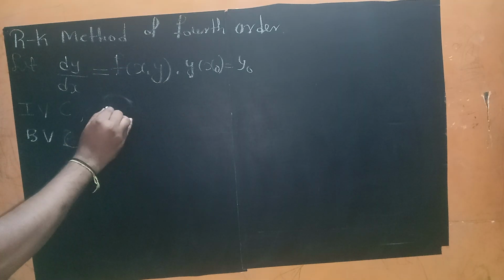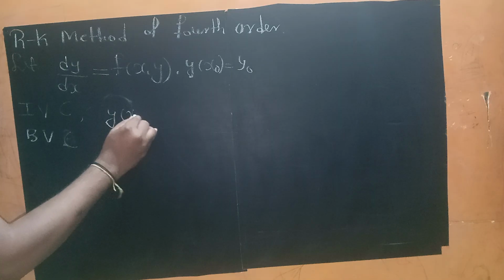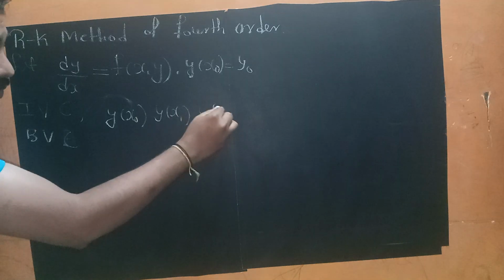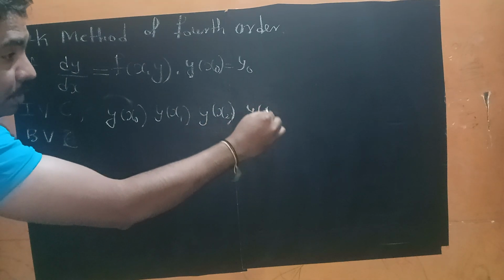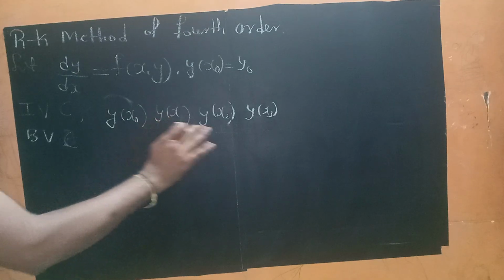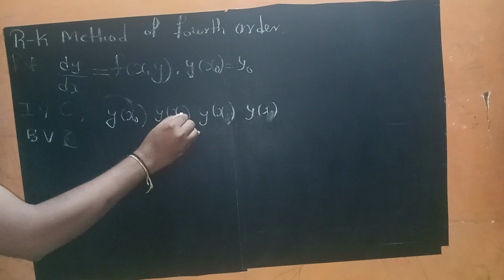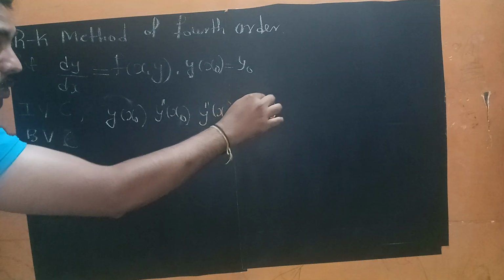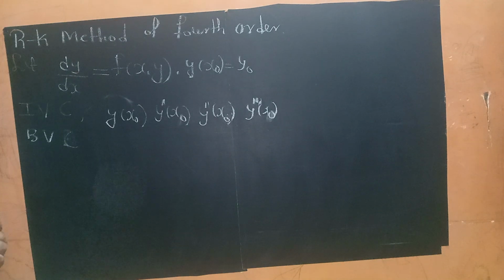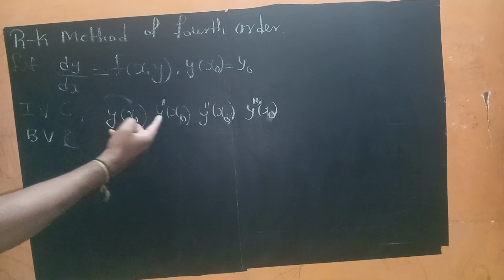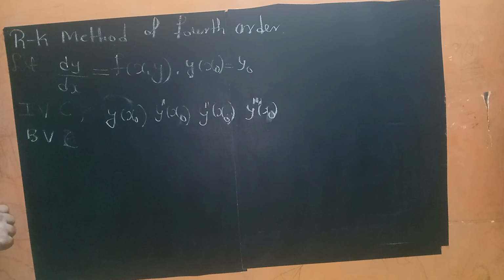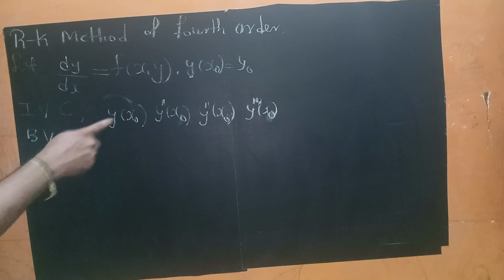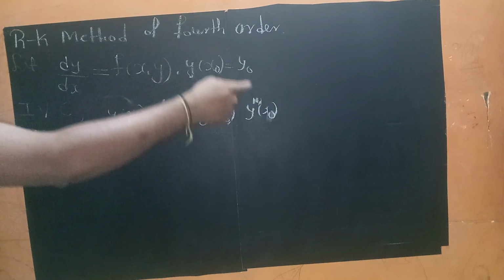If the function is defined like y of x1, y of x2, y of x3, etc., I'll just take this as x0 everywhere instead of x1, x2, x3. This is y dash, this is y double dash, this is y triple dash, etc. Now you can see the difference between the conditions. Here the function y, its derivative, its derivative, its derivative.